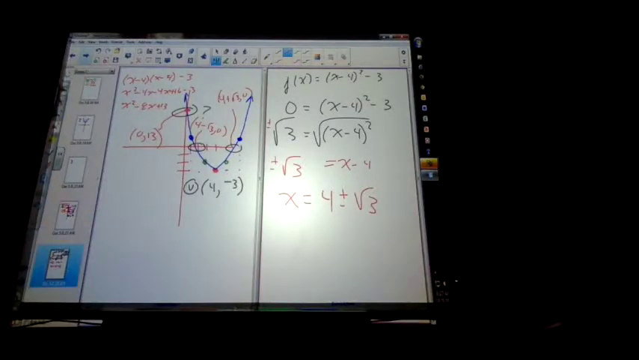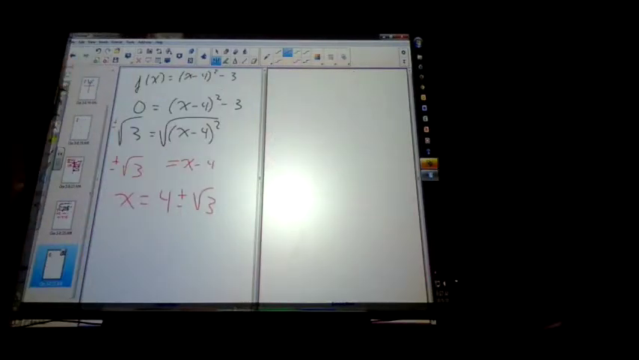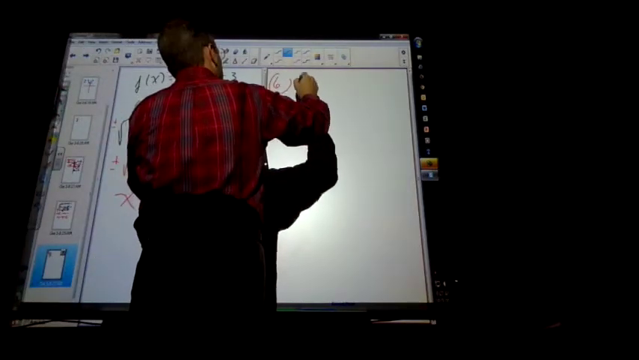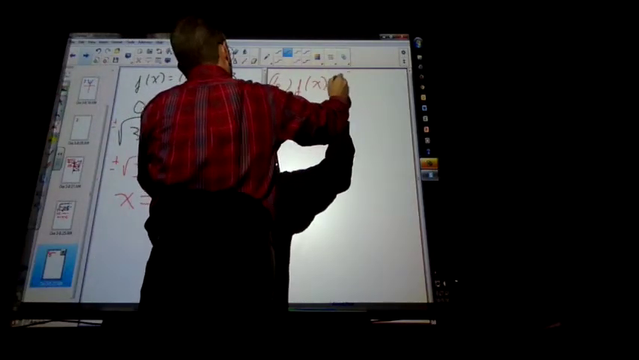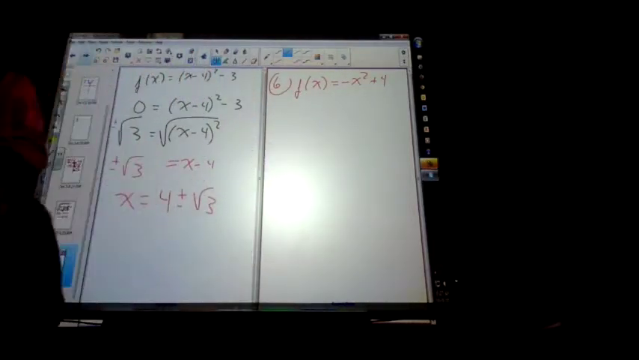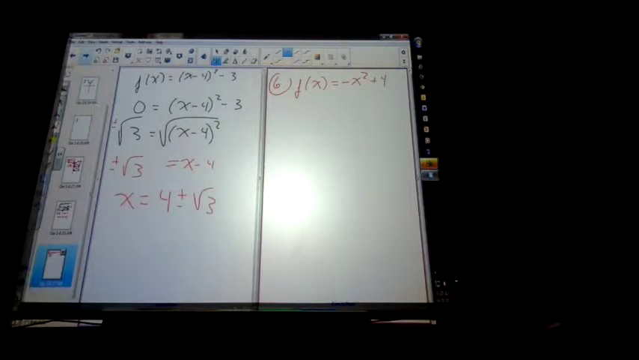Let's keep going. Let's go to number 4. Or number 6, excuse me. Number 6, I have the function f of x is equal to negative x squared plus 4. What's something you notice about this problem right off the bat? Missing a b. Good. What else? Negative. What's negative? The x squared. So what's that going to mean with our graph? Opens down, right?